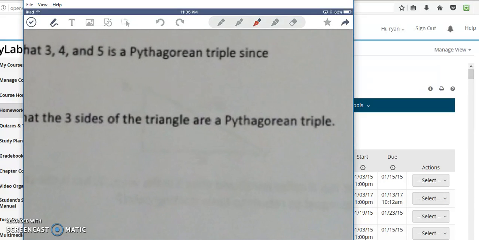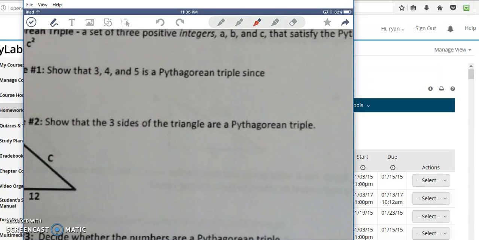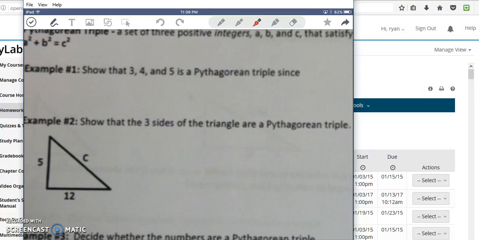But let's just move on to example 1. Show that 3, 4, 5 is a Pythagorean triple. A Pythagorean triple is using the Pythagorean theorem when everything is a whole number. No decimals, no radicals, no anything. It's a whole number. So that's what we want to show in this.